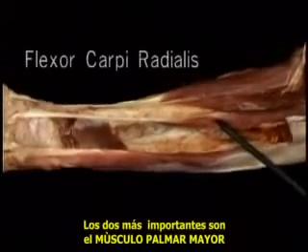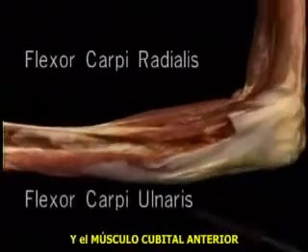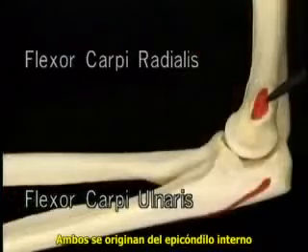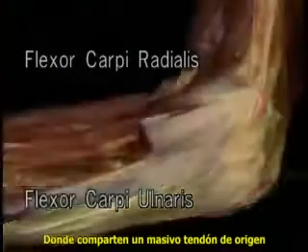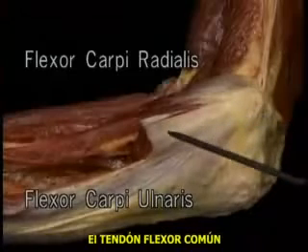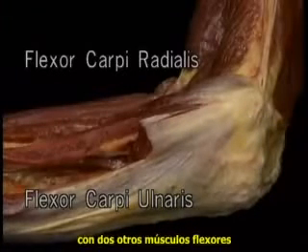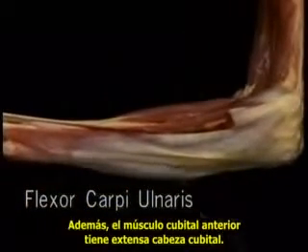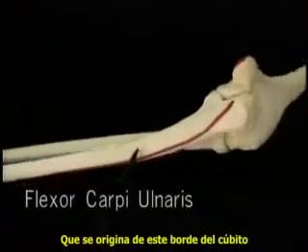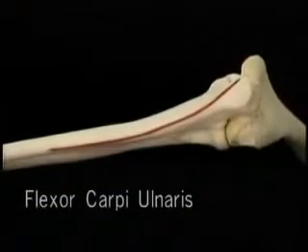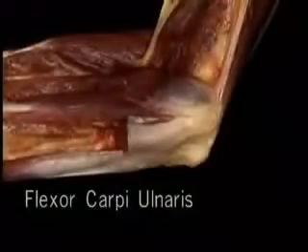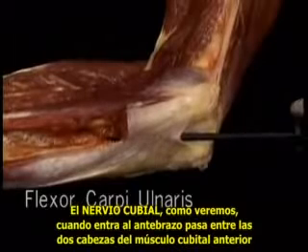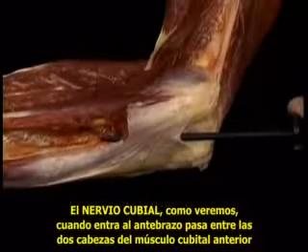The 2 important ones are flexor carpi radialis and flexor carpi ulnaris. They both arise from the medial epicondyle, where they share a massive tendon of origin, the common flexor tendon, with 2 other flexor muscles. In addition, flexor carpi ulnaris has an extensive ulnar head, which arises from this border of the ulna. The ulnar nerve, as we'll see, passes between the 2 heads of flexor carpi ulnaris as it enters the forearm.